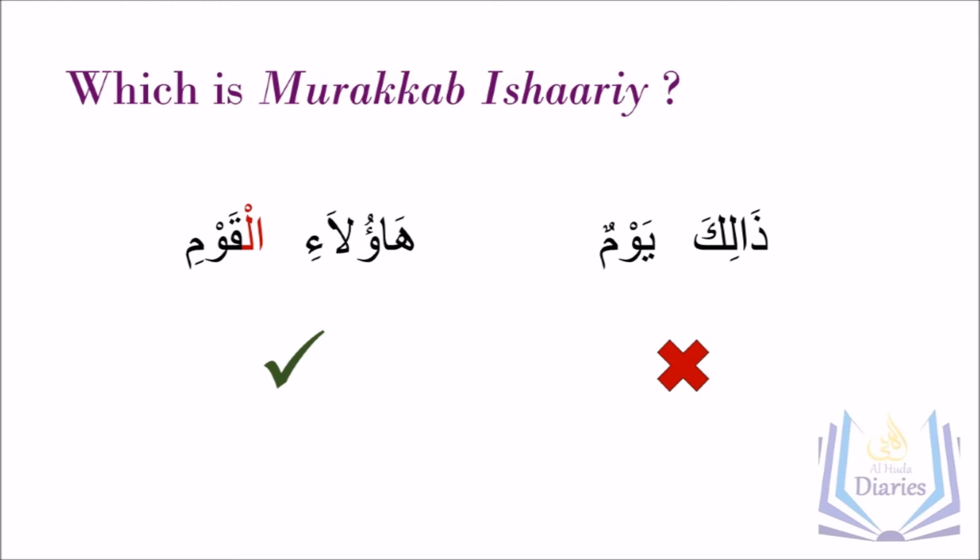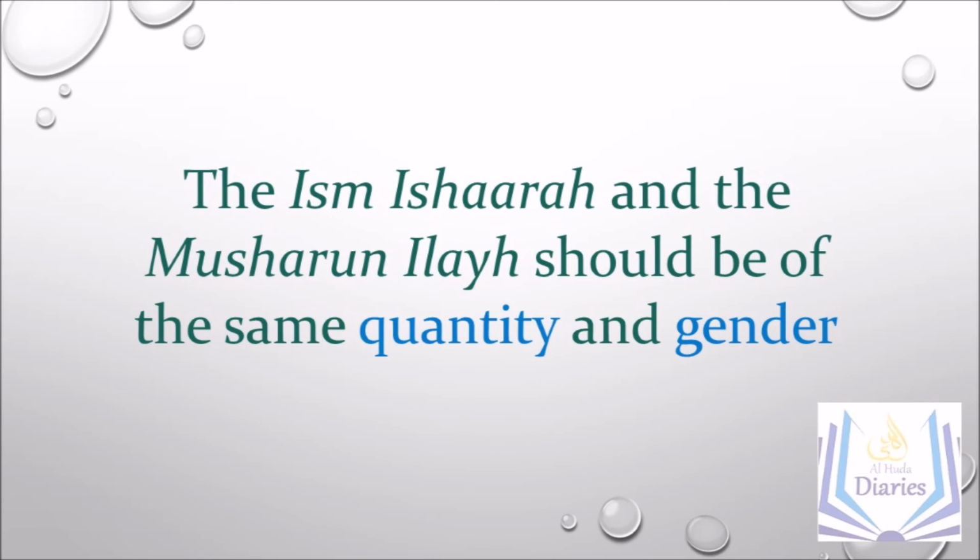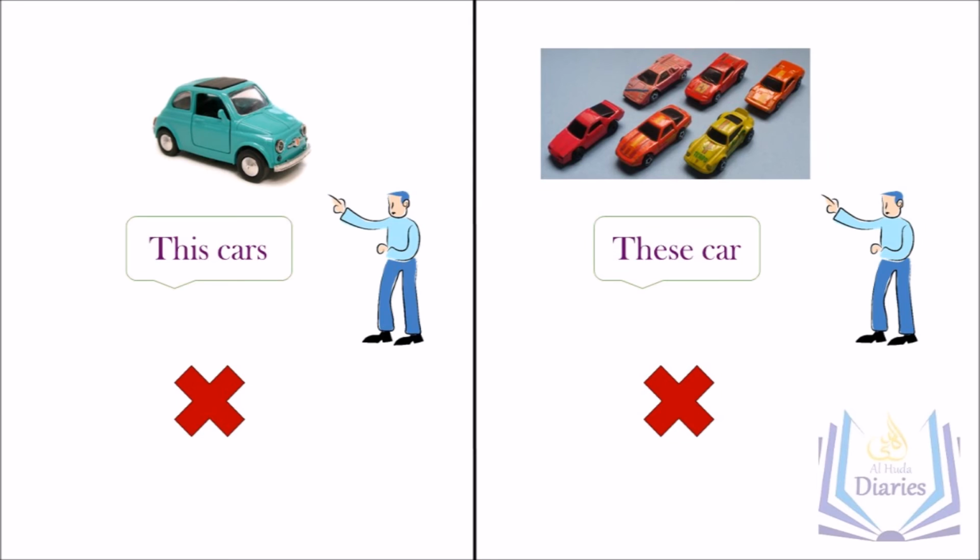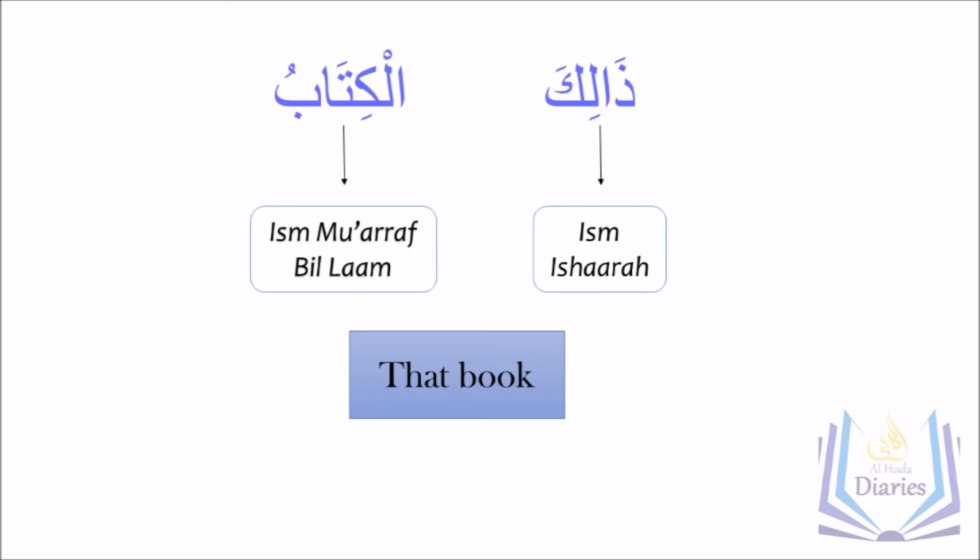Moving on, the next rule is that the ism ishara and the word that is pointed should be of the same quantity and gender. In English, when pointing out something singular, we use the singular pointing word. And the same goes for plural words. So if you are pointing at a lot of cars, we use the word these or those, not this and that. It is wrong to say these car or this cars. This is the case in Arabic too, but along with the quantity, you have to make sure the gender is the same too. Let us analyze the phrase that book.